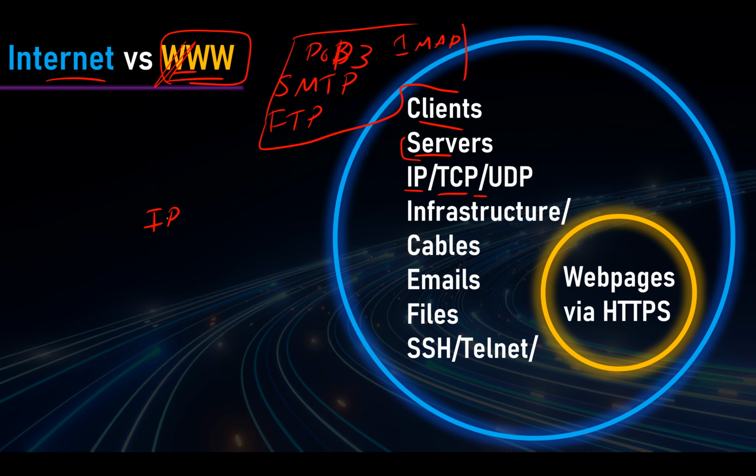Let's just mention this briefly. IP is going to be a lower layer. Then we're going to have TCP, and TCP or UDP is on top of that. So TCP is going to provide a couple of advantages over UDP. One of them is that it's going to be more reliable.